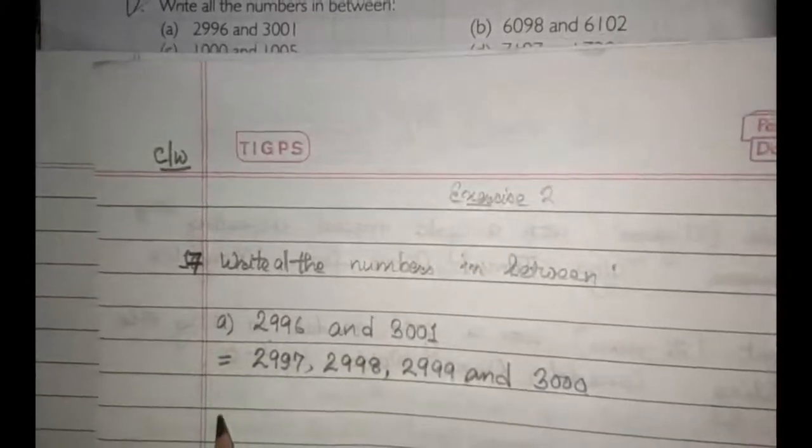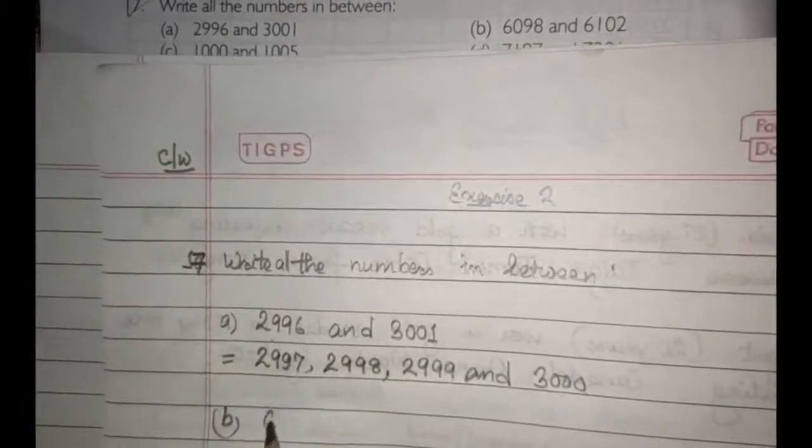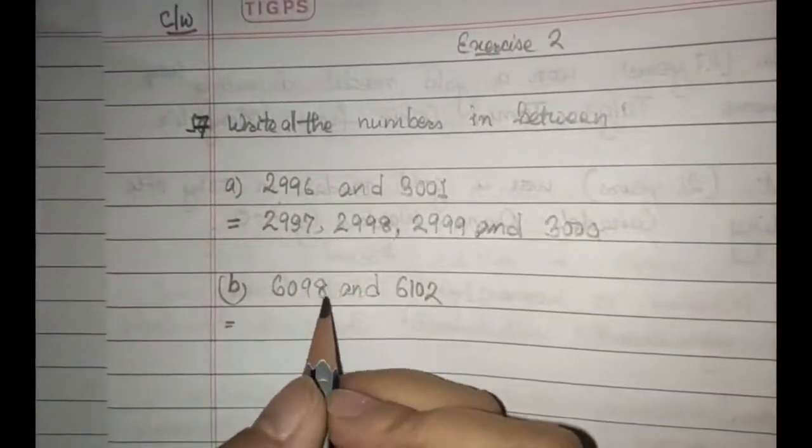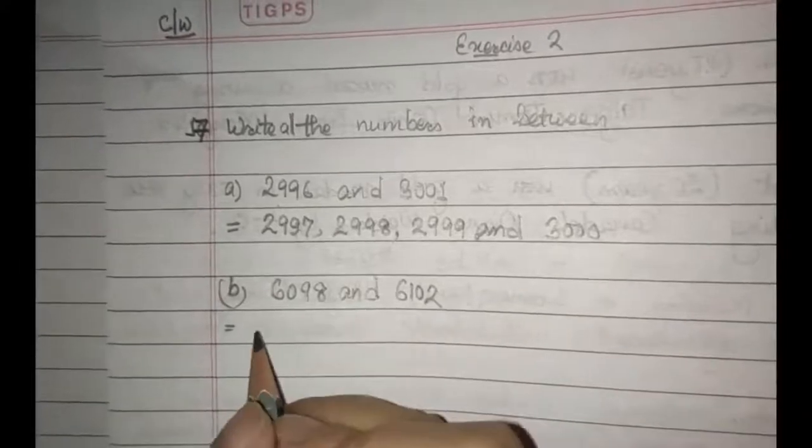Now question B is 6098 and 6102. So let us write the numbers which lie between 6098 and 6102.